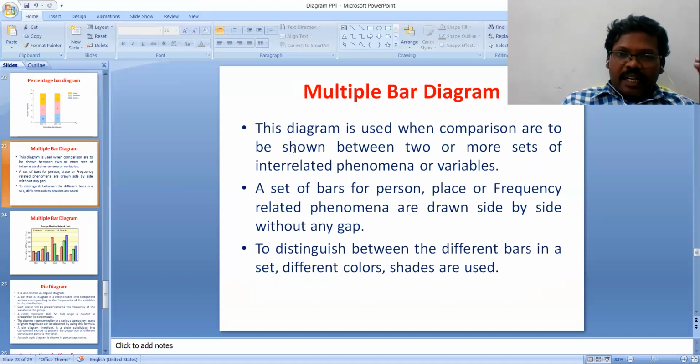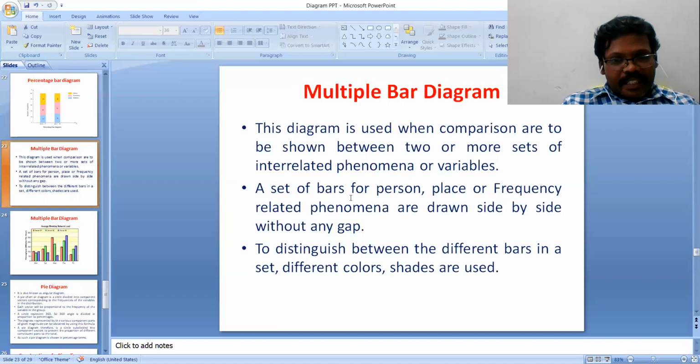When we are going to draw the multiple bar diagram, this diagram is used when comparison is to be shown between two or more sets of interrelated phenomena or variables. Within the same area, if we have an objective to compare these interrelated phenomena, we are going to use this multiple bar diagram.